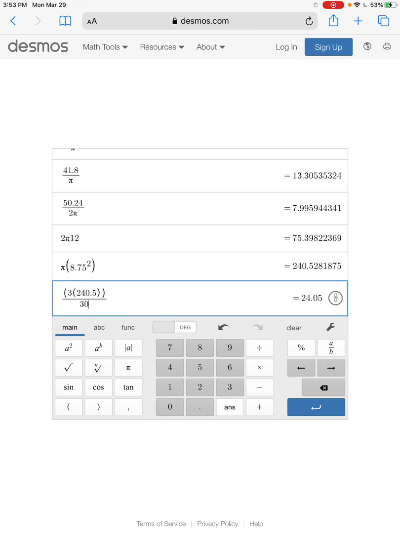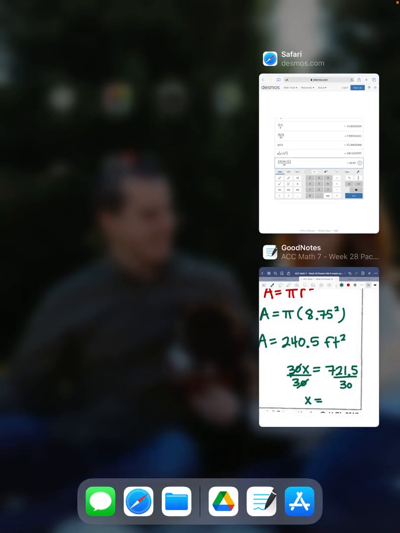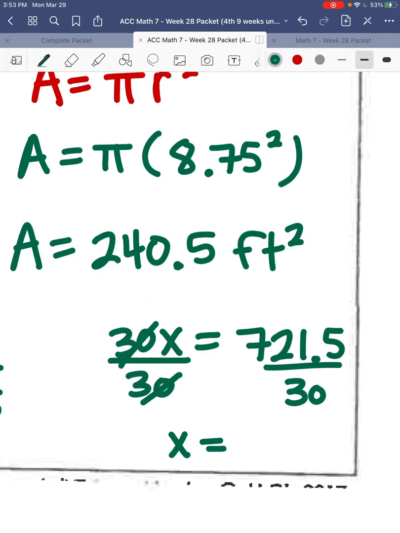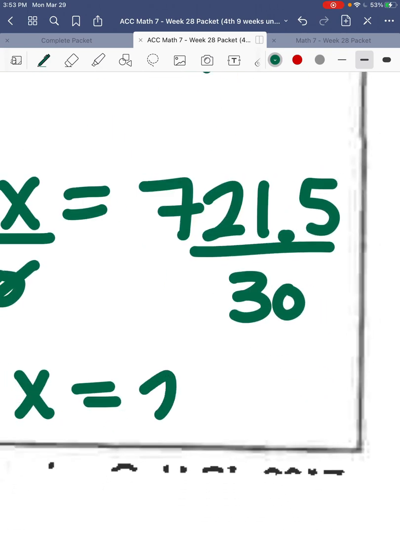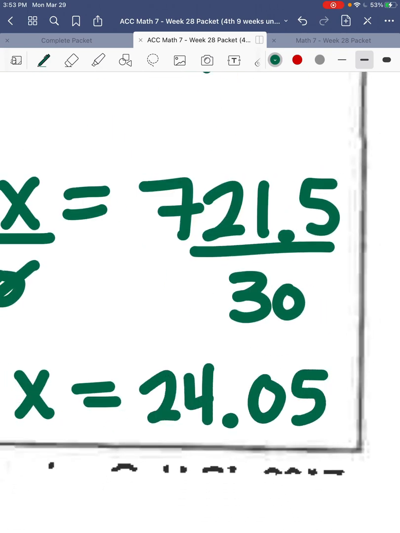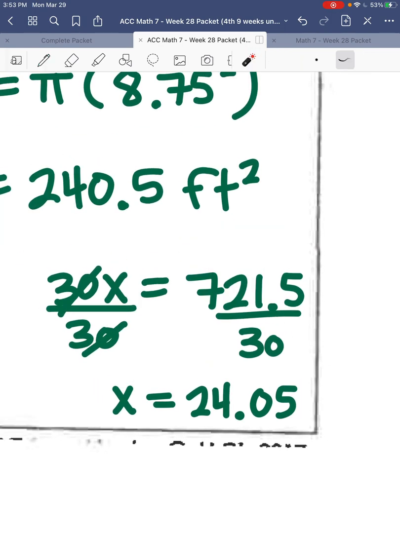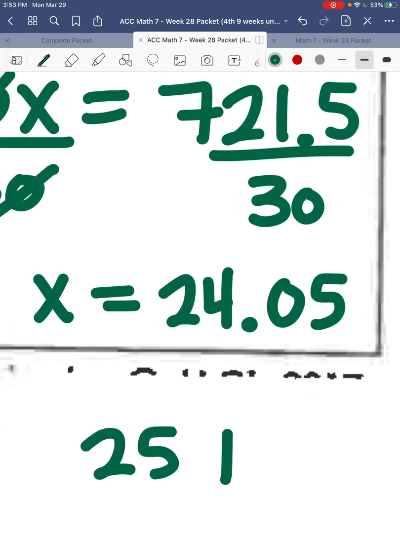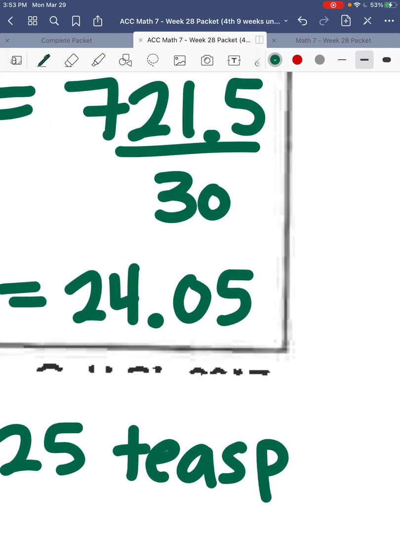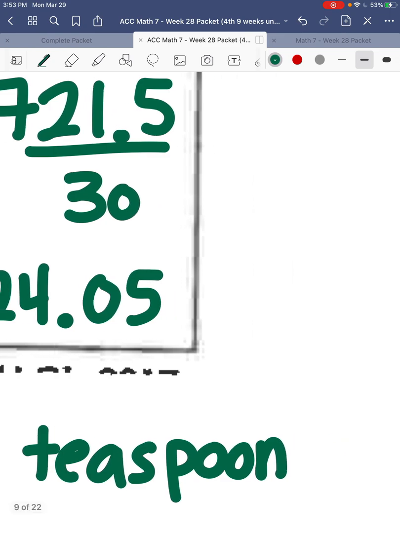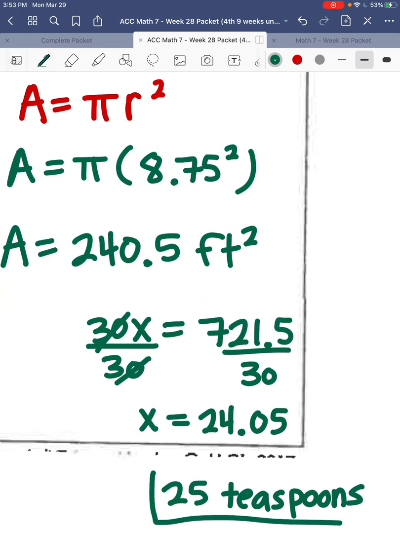And I get 24.05 or 24.1. But here's my question. Can she use 0.5 of a teaspoon? No, so let's just go ahead and round all the way up. She would be using 25 teaspoons of fertilizer.